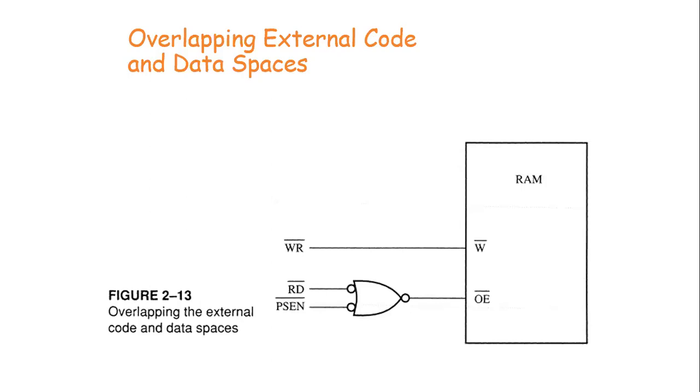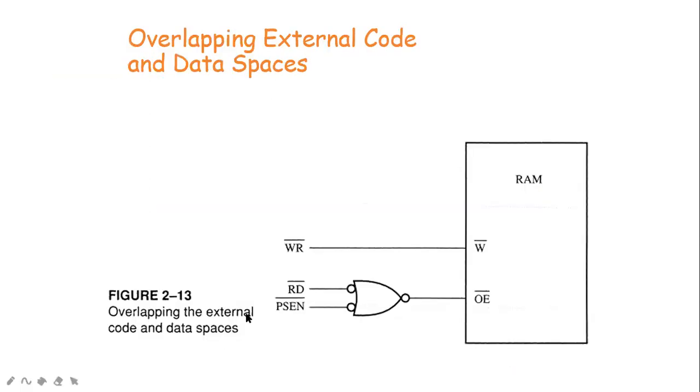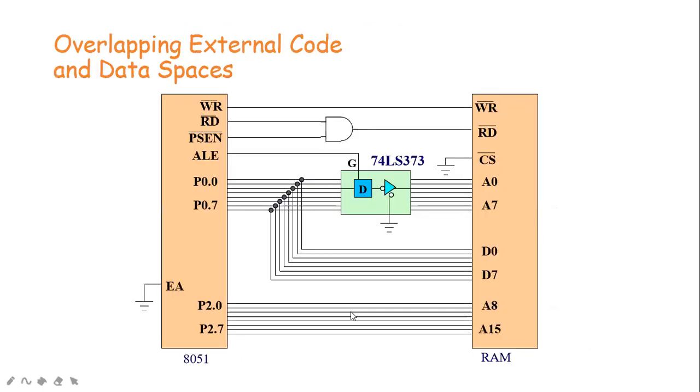Overlapping external code and data spaces. Suppose the external code and data accesses overlap. The write bar is directly connected, and the read bar and PSEN bar go to the OE bar of the RAM, whether it is code or data. For this there is an exclusive NOR gate, and the read bar and PSEN bar are connected to its inputs.